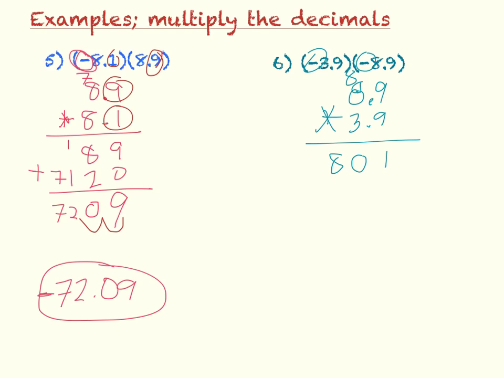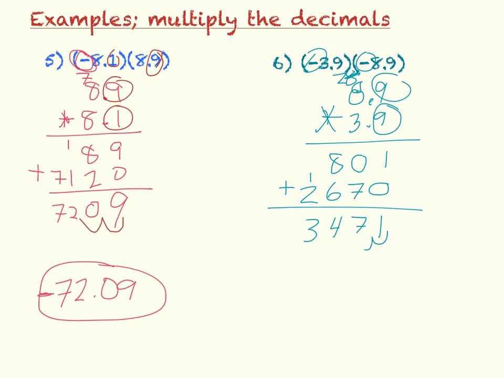is 80. Placeholder 0. 3 times 9 is 27. 3 times 8 is 24 plus 2 is 26. Add down. 1 plus 0 is 1. 0 plus 7 is 7. 8 plus 6 is 14. Carry the 1. 1 plus 2 is 3. Now I count my decimals. There's 2. So my final answer is a positive 34.71.